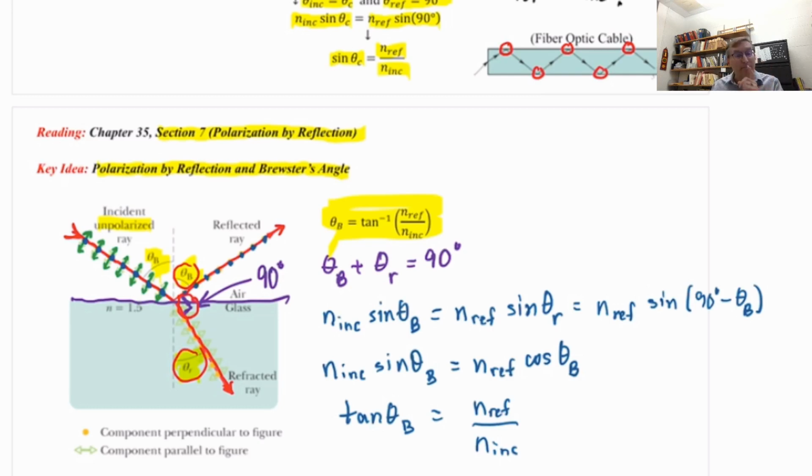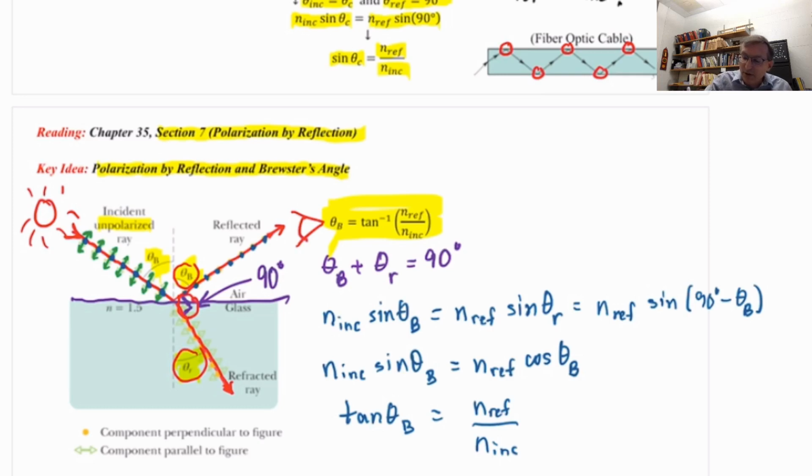This tends to happen when light from, say, the sun is shining on the surface of a calm lake, for example, on a sunny day. And a person is standing over here looking at the pretty vista, the pretty view. The light that's coming into their eye may be pretty bright from the reflected ray, but it is linearly polarized with the electric field parallel to the surface of the water.